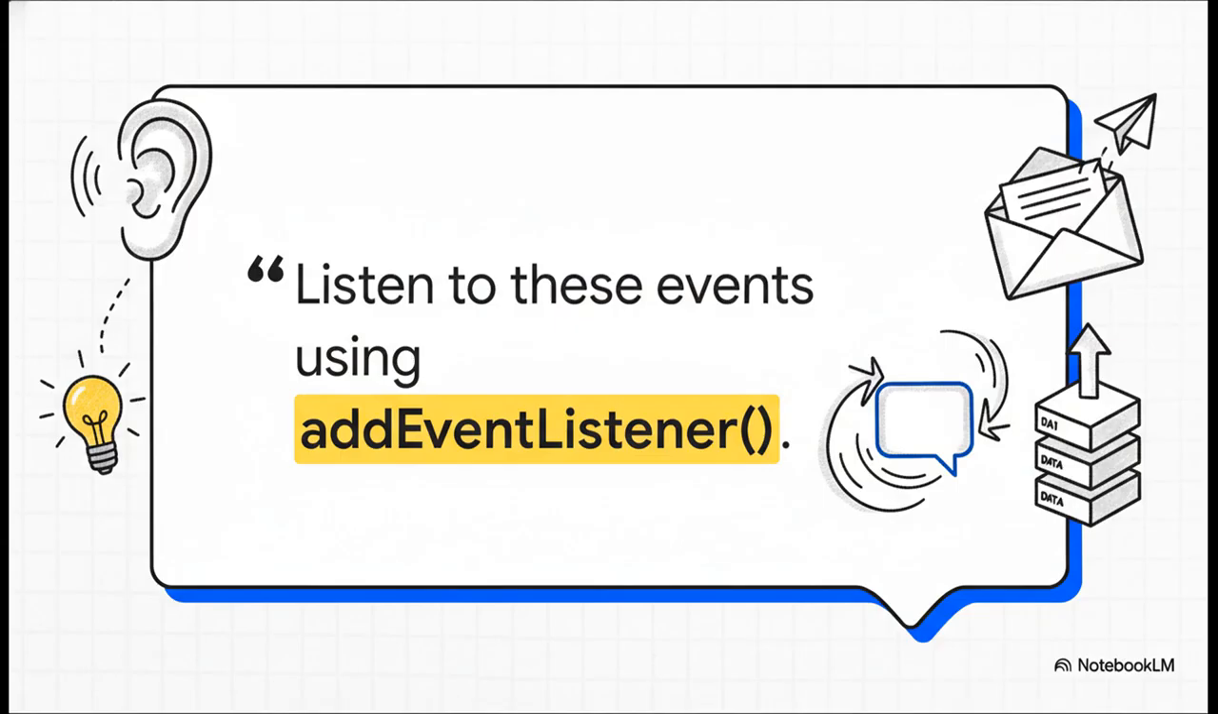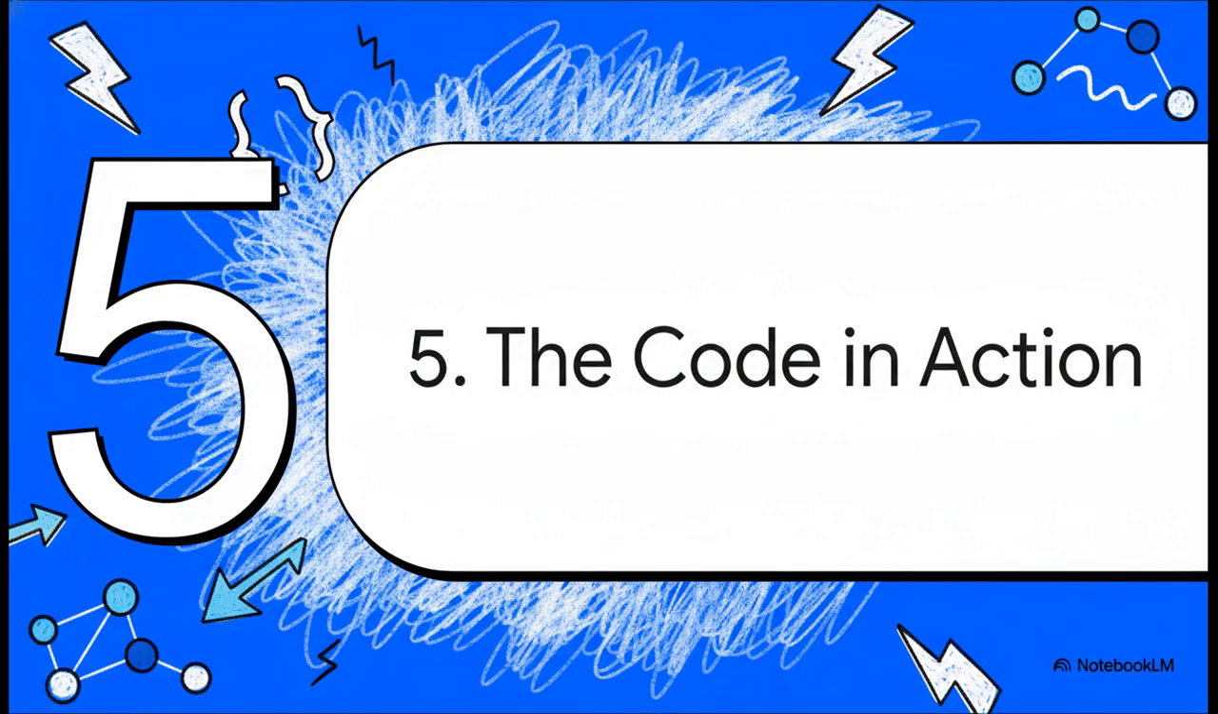And how do we know when these things are happening? It's really simple. Our code just listens for them using something called addEventListener. This is what lets our app react instantly, like to send a welcome message the second a connection opens, or to process data as soon as a new message lands. Okay, that's enough theory. Let's actually see what this looks like in a real, simple piece of JavaScript.